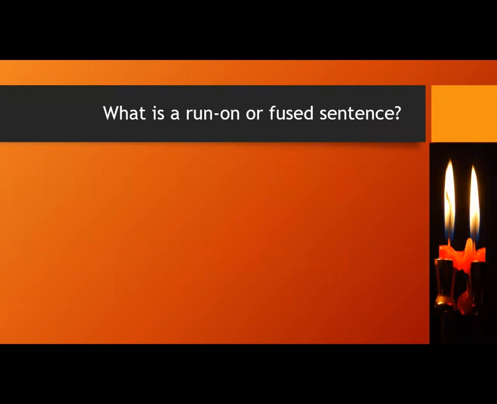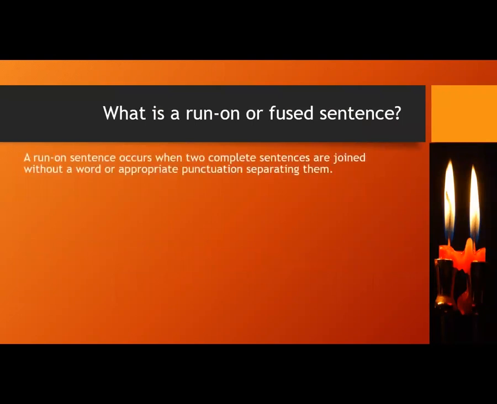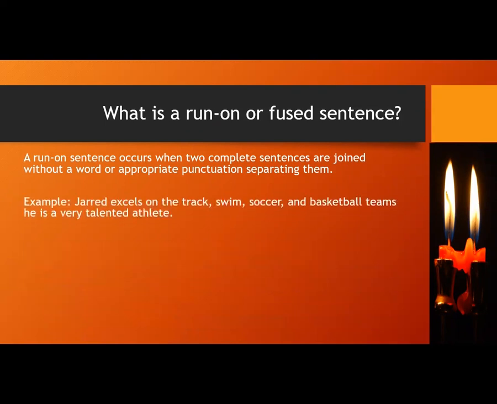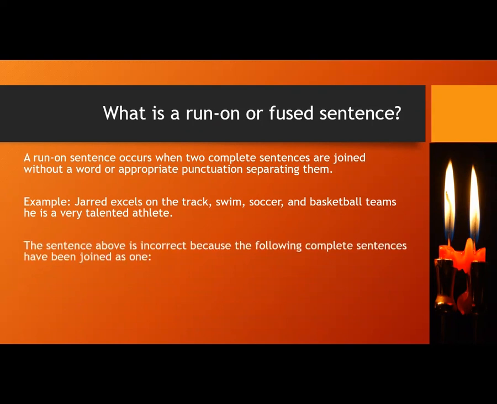Let's start by focusing on what a run-on sentence is. A run-on sentence occurs when two complete sentences are joined without a word or appropriate punctuation between them. For example, let's take a look at the following sentence. Jared excels on the track, swim, soccer, and basketball teams. He is a very talented athlete. This sentence is an example of one type of run-on sentence. The following complete sentences have been fused together to become one. Jared excels on the track, swim, soccer, and basketball teams, and he is a very talented athlete.